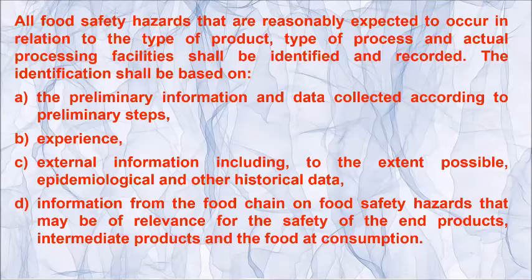And information from the food chain on food safety hazards that may be of relevance for the food safety of the end products, intermediate products, and the food at consumption. So you might also have prior information on what stage in the food chain these hazards could be relevant, could happen, and where you need to focus in the food chain. With experience, known facts and historical data, all these details can be made available and can be used by the organization.